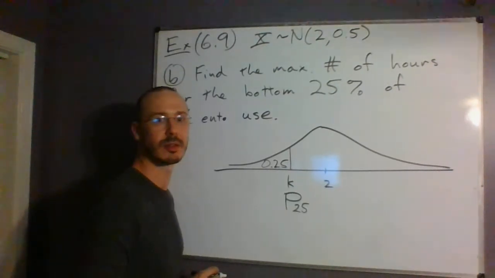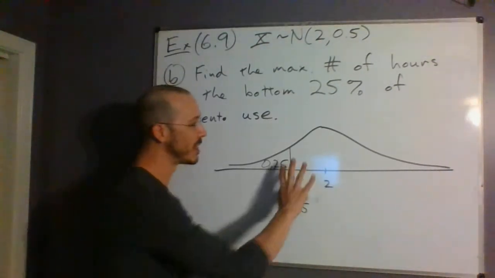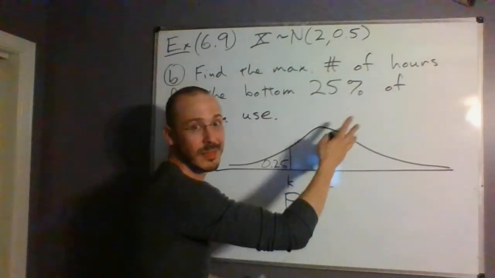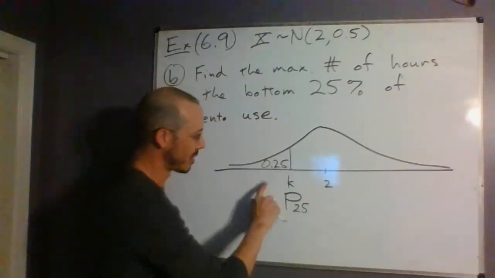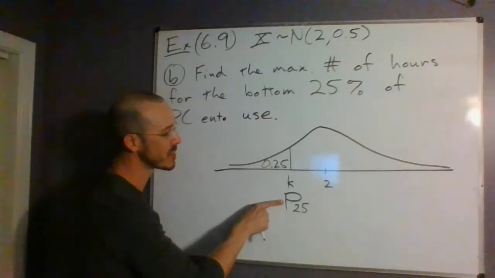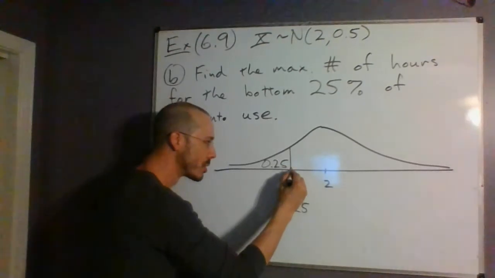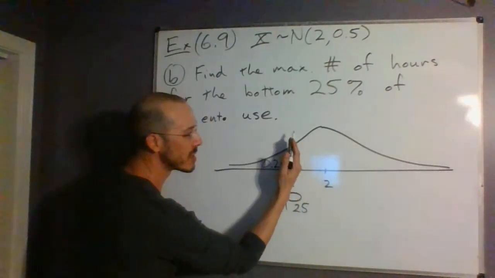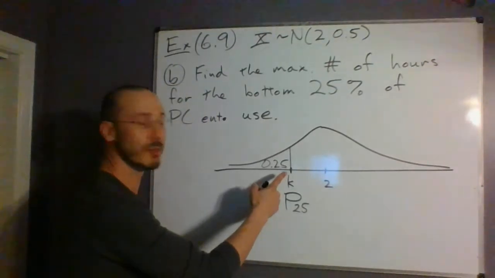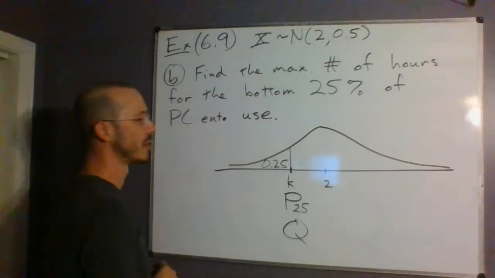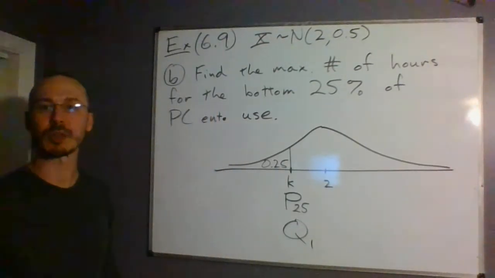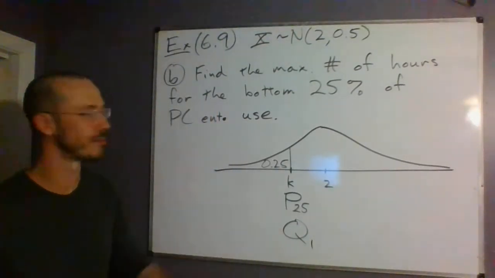25%. This, of course, is 75%, the upper 75%. This is the lower 25%. P25, the 25th percentile, is the value that divides the lower 25 from the upper 75. There's another name for it, though, and we studied this months ago. That is Q1, the first quartile. Same number.